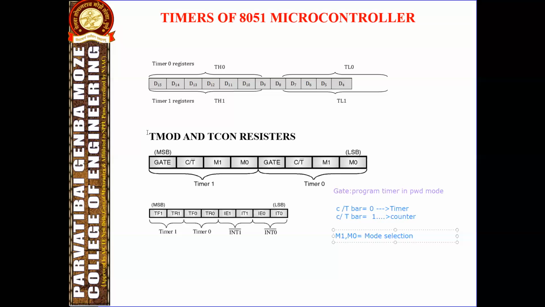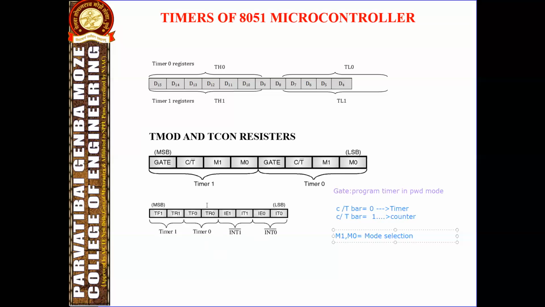Let's see now TCON. TCON is nothing but the timer counter control register. It is the special function register which controls the timer counter operation. The lower 4 bits serve the interrupt function, but the upper 4 bits are for timer operation. Here, the lower 4 bits are used for interrupt operation and the higher 4 bits are used for timer operation.